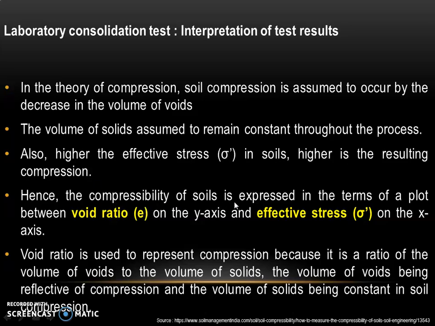So, the compressibility of soil is expressed in terms of a plot which is drawn between void ratio e on the y-axis and effective stress sigma dash on the x-axis. Void ratio is the ratio of volume of voids to the volume of solids, and it is used to represent compression. The volume of voids is reflective of compression, and volume of solids is assumed to remain constant.